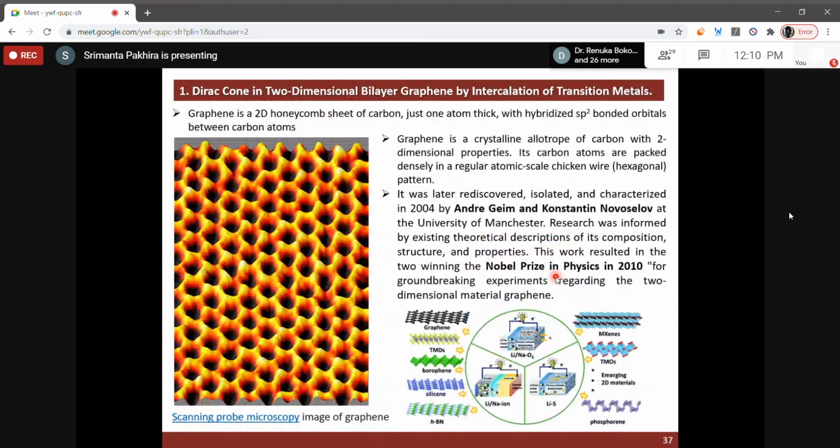So let's see what I'm trying to go through: Dirac cone in 2D bilayer graphene by intercalation of transition metals. You may ask, why transition metals? Why not others? Of course, you can do others. I did only graphene first and then transition metals.